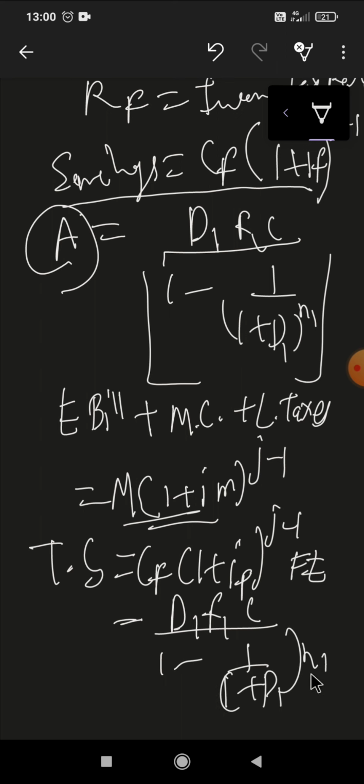So this is the total savings, that is how much saved minus how much you are paying back as the EMI for installing that equipment. So this is the total annual saving. This we will also use in the example.